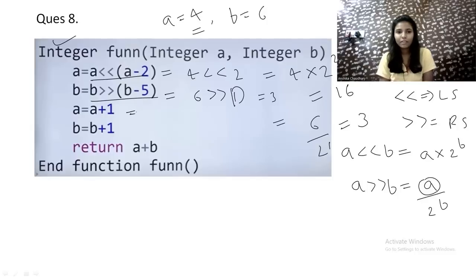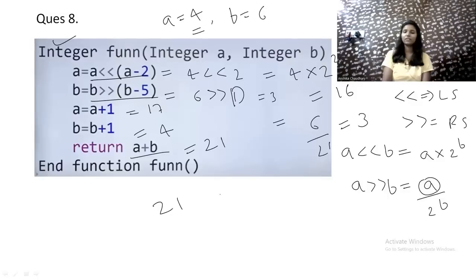Now A assigned A plus 1. A is 16, 16 and 1 is 17. And B plus 1, 3 and 1 is 4. Return A plus B. So 21 will be the correct answer for this question. So moving on to the next question.